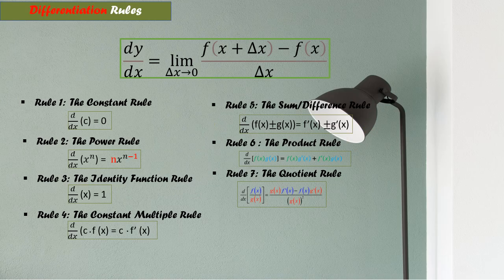So this is an overview of the topic that I'm going to be discussing. First is the constant rule. Second is the power rule. The third rule is the identity function rule. The fourth rule, the constant multiple rule. Number five, the sum or difference rule. Number six, the product rule. And the last one, the seventh, is the quotient rule. But there are many differentiation rules, so what I'm going to discuss are just the basics of it.